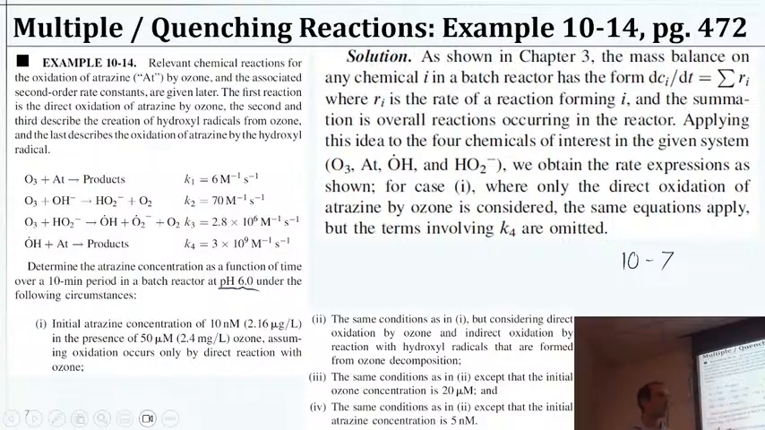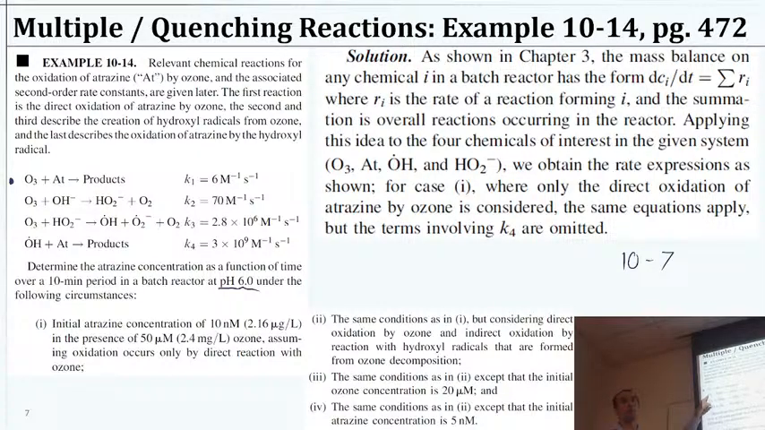Okay, so the problem says we want initial atrazine of 10 nanomolar with 50 micromolar of ozone to start, and the oxidation is going to occur only by direct reaction with ozone. So the only way our atrazine is changing is reaction 1. That doesn't mean the other reactions are not happening. So what we might take a look at is the only thing that changes atrazine is this one. However, something else changes ozone.